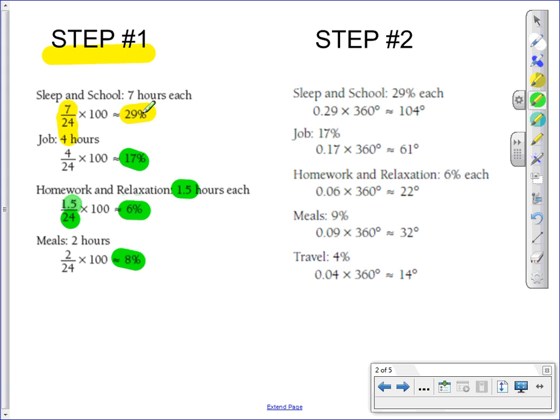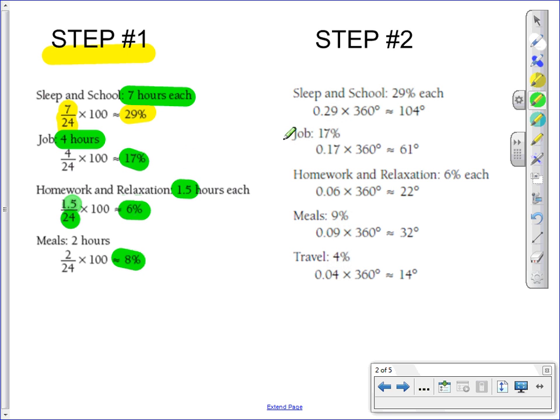And when you figure out all the percentages, they will add to 100%. So 29 times 2, because that's sleep and school, is 58. 58 and 17 is 75. 75 plus 6 is 81. And another one, because that's relaxation as well, should be 92. And then 100%. Somewhere I've made a mistake or I've missed one. Oh, I missed the job. Sorry. I missed that one. But either way, they add to 100%.